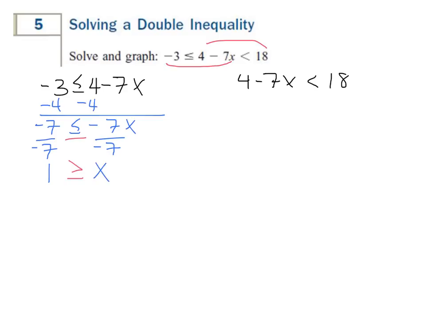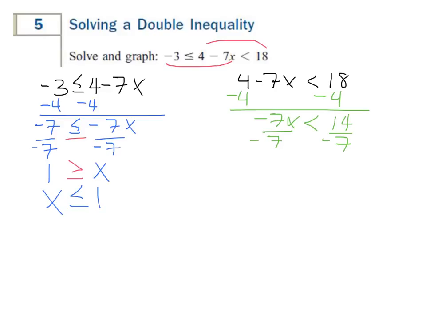Okay, let's put it in the correct order. X is less than or equal to 1. All right, let's go do the other one. So minus 4, and I've got negative 7x is less than 14. Okay, here we go. We are dividing by a negative. So I get x, don't forget to flip, and this is negative 2.